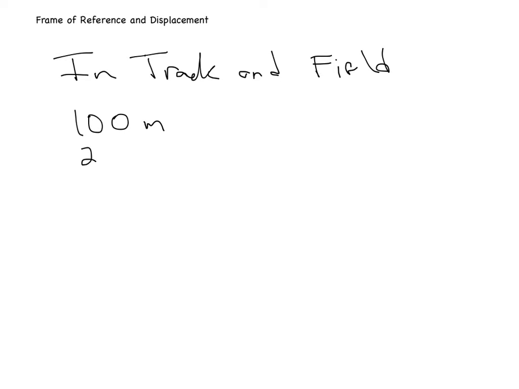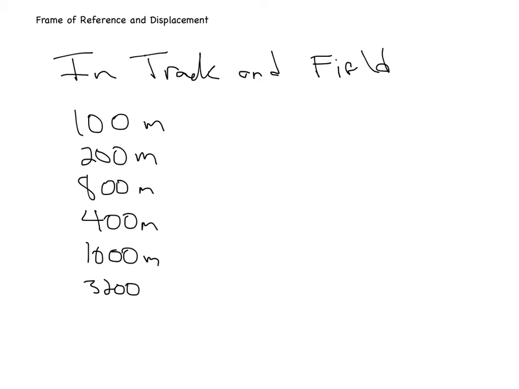And I'll leave you with one more question to think about, and maybe in class tomorrow we can talk about this. In track and field, are the races, which are the 100 meter, 200 meter, 400 meter, 800 meter, 1600 meter, and 3200 meter dashes, labeled in terms of their distance or their displacement?